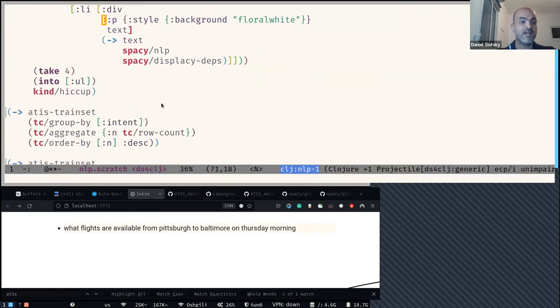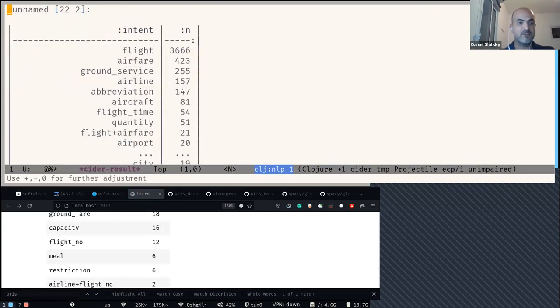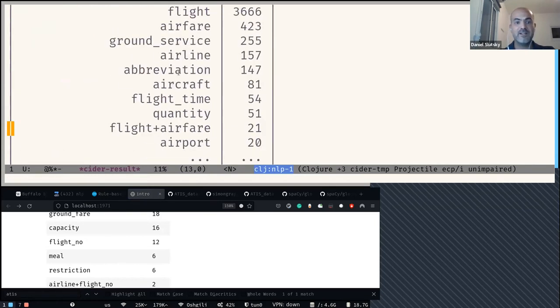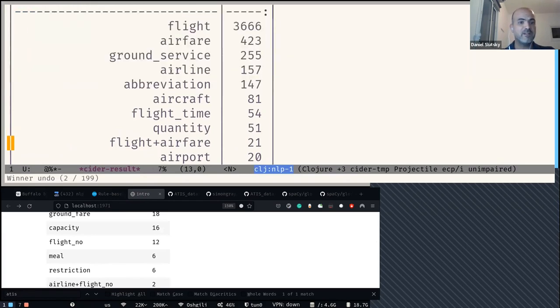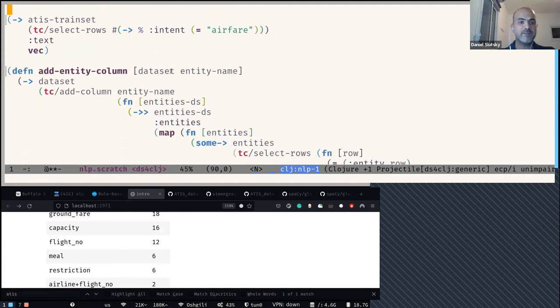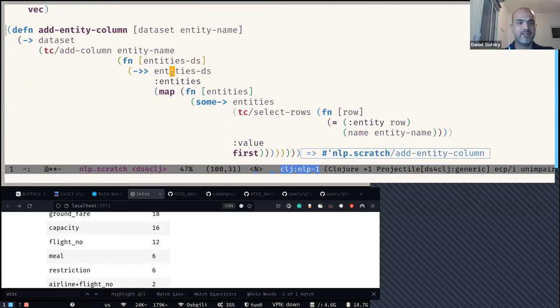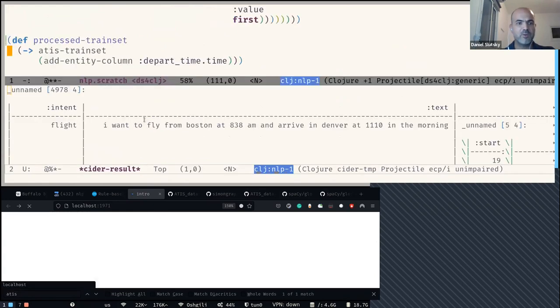And yeah, maybe let us look into the different intents we have. So, right, we have mostly the flight intent, but also others. And now I'll skip a little bit, I think. And now I'll actually add this departure time column.